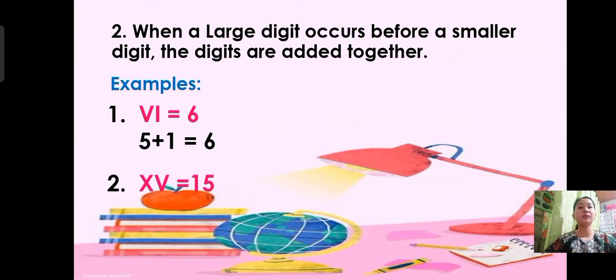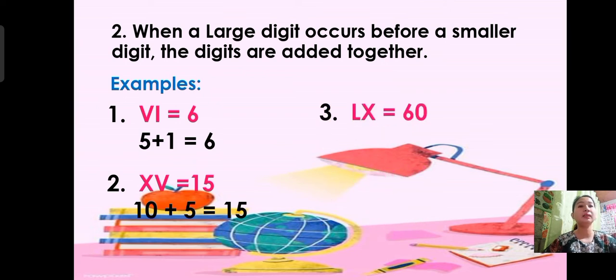Another example, Roman numeral X and V, its value is 15. The value of X is 10 and the value of V is 5. So we get the value of 15. As you notice, the larger digit occurs before the small digit. So we add it together to get 15.